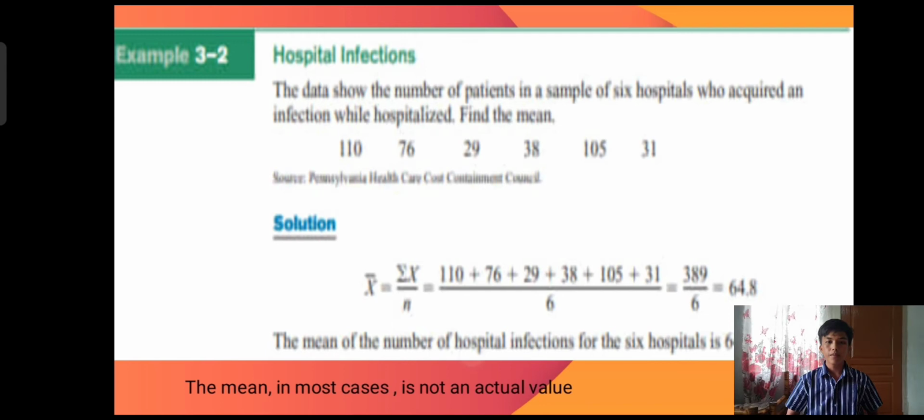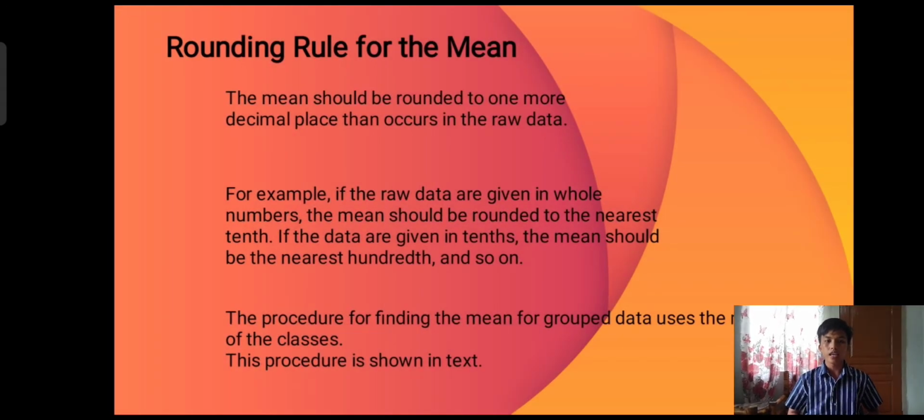Rounding rule for the mean. The mean should be rounded to one more decimal place than occurs in the raw data. For example, if the raw data are given in whole numbers, the mean should be rounded to the nearest tenth. If the data are given in tens, the mean should be rounded to the nearest hundredth, and so on.